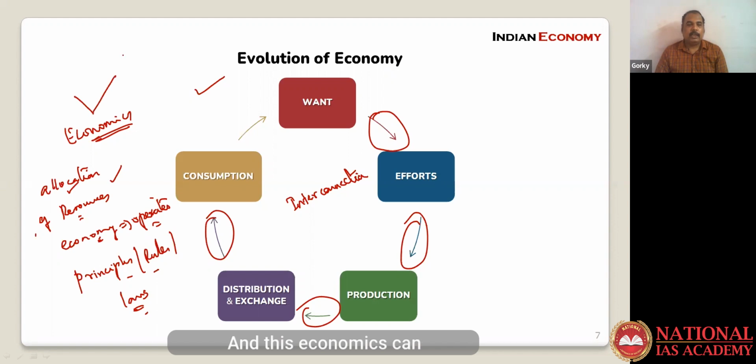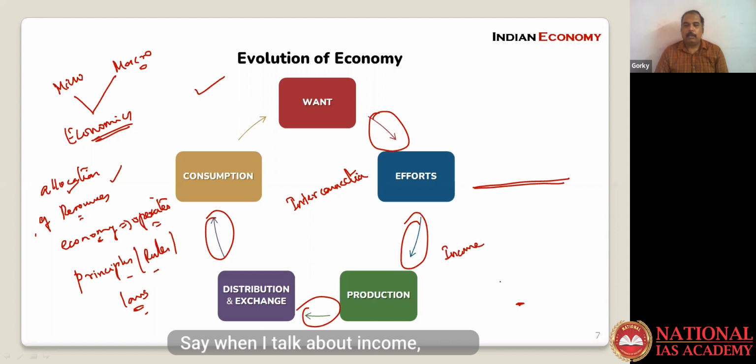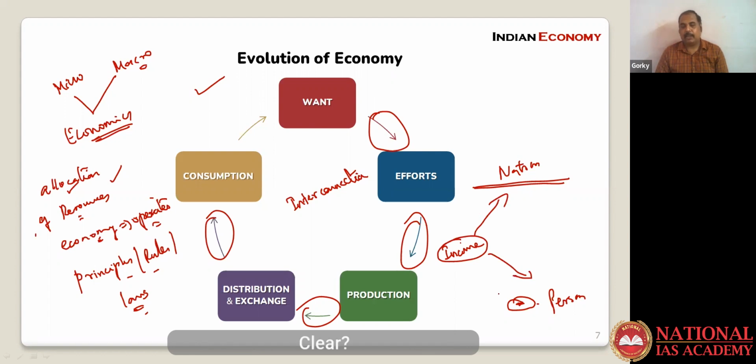And this economics can be seen in two formats. One is microeconomics, another one is macroeconomics. Micro means at the minute level, micro level. Macro means at the larger level. Say when I talk about income of a single person, and when I talk about income of a nation, then income of a nation is macroeconomics, income of a person is microeconomics. Clear? Income of a person talks about microeconomics. Income of a nation becomes macroeconomics.